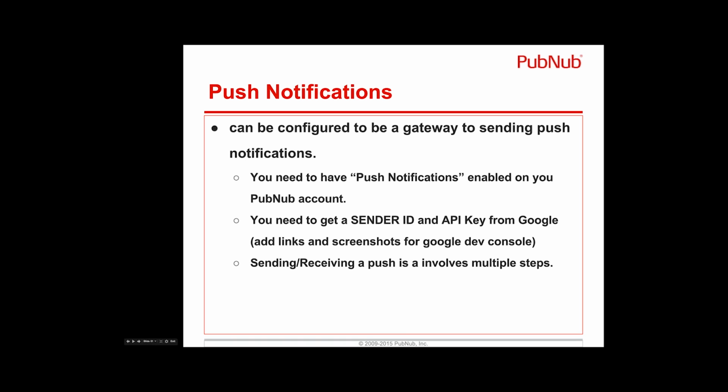So just prerequisites again, and we're covering this a couple times, but push is something that requires a lot of interactivity across organizational boundaries, so from PubNub to GCM as well as with your application. So it's important to have everything configured correctly. You'll need to have push notifications enabled on your account. You need to get a sender ID and an API key from Google. All right, and then you can start implementing the code.